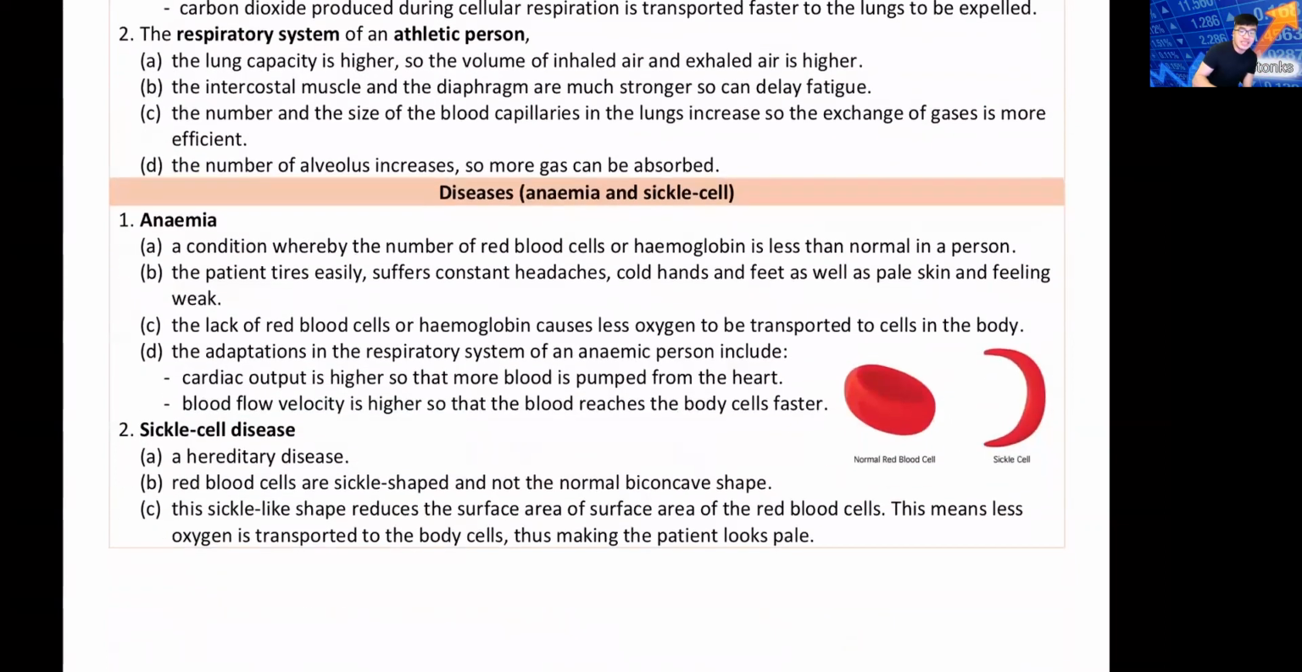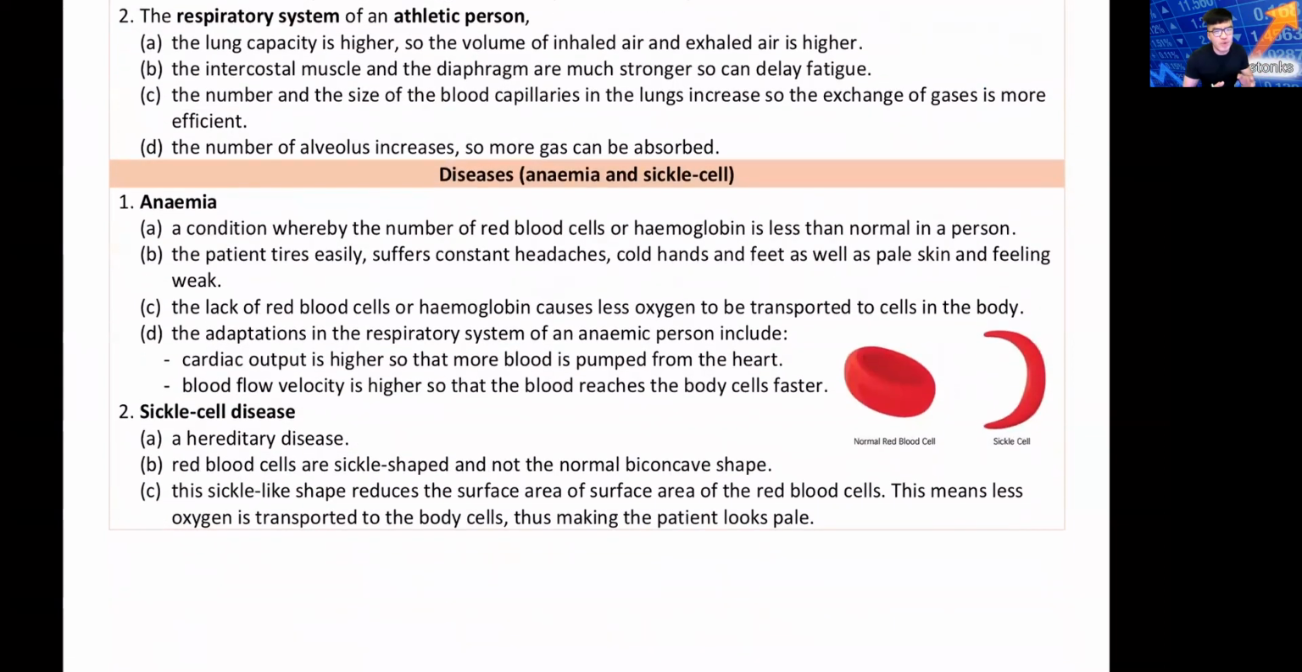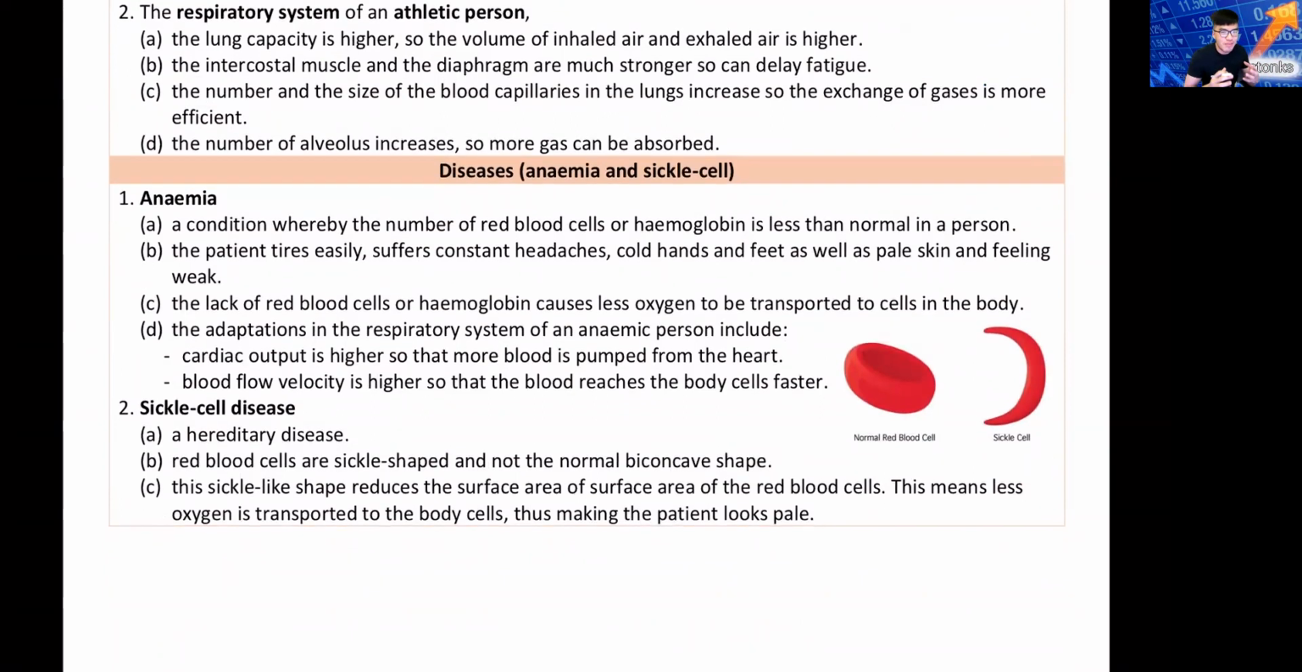Anyway, so let's look at diseases, shall we? So what happens when you have some kind of breathing disease? I'm not talking about COVID, guys. COVID is an infection. So let's talk about some more serious diseases. Number one is called anemia. Any of you heard of what anemia is?